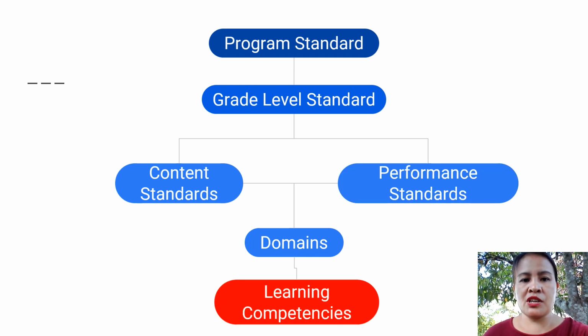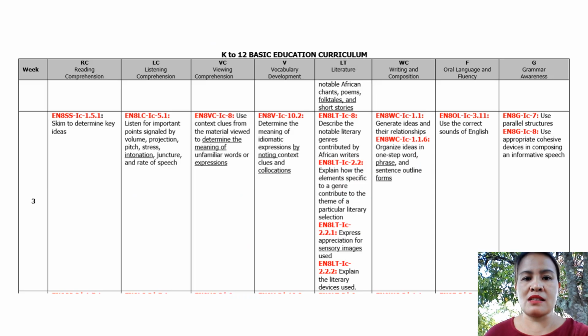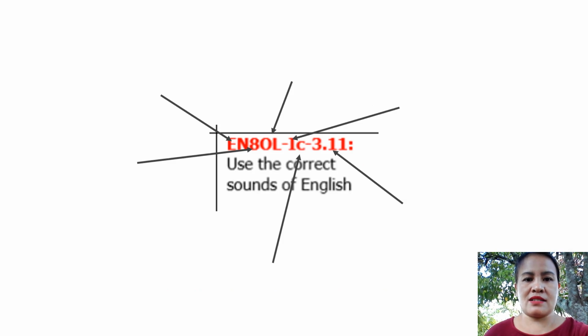And then we have here learning competencies. These refer to the knowledge, understanding, skills, and attitudes that students need to demonstrate in every lesson or learning. We have here also domains, and the English language arts curriculum has 8 domains. So we have here reading comprehension, listening comprehension, viewing comprehension, vocabulary development, literature, writing and composition, oral language and fluency, and grammar awareness.